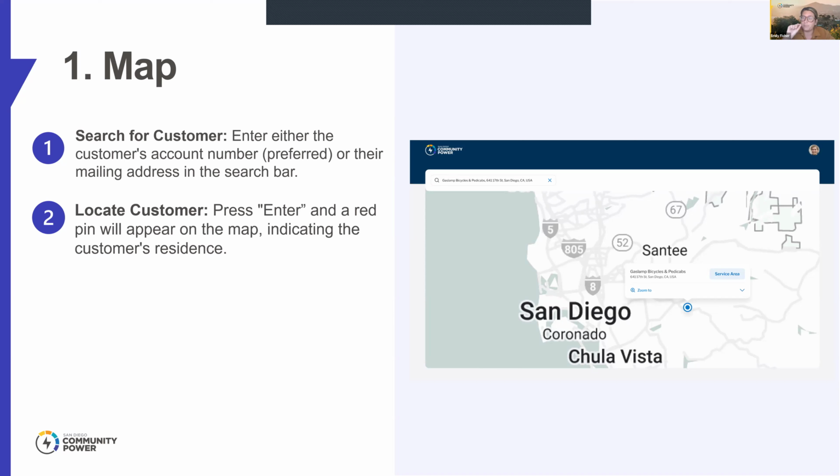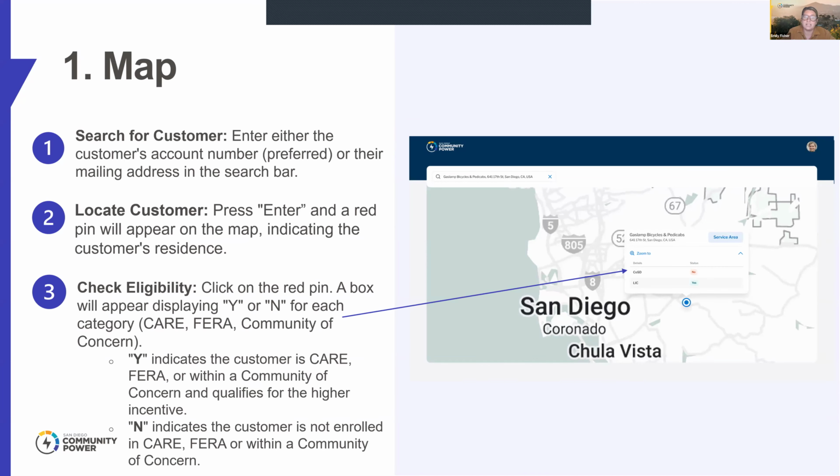A little pin will pop up based on the information that you've selected, and you can click on that pin, and then a box will appear saying Community of Concern, or COC, CARE, and FARA, and there will be a Y or an N next to each of those boxes in the table. Y indicates yes, that they are in a CARE, FARA, or Community of Concern, and N indicating no, they're not in a CARE, FARA, or Community of Concern. And so this way you can understand what that incentive may be for the customer.